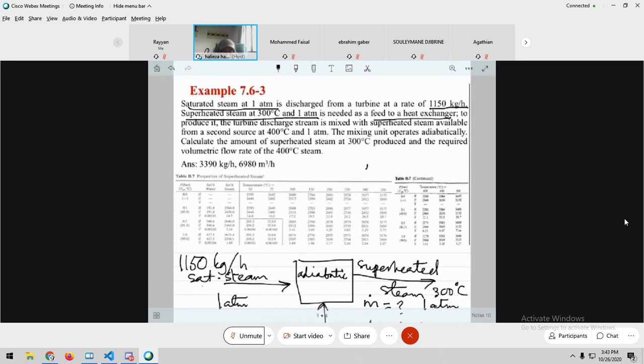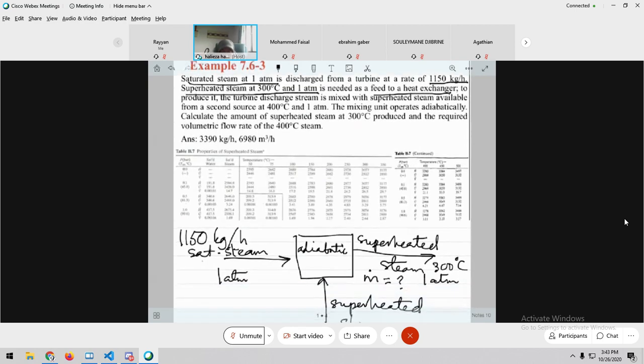Okay, let's look at the question. Saturated steam is discharged from a turbine. There's a turbine here, somewhere here. This saturated steam is coming from a turbine. Okay, and that saturated steam is at 1 atm, having a flow rate of 1,150 kilogram per hour. The superheated steam is the one that you need. The one coming out here is the one that you need. You're going to feed it to a heat exchanger. So you need it to be at 300 degrees C, 1 atm.